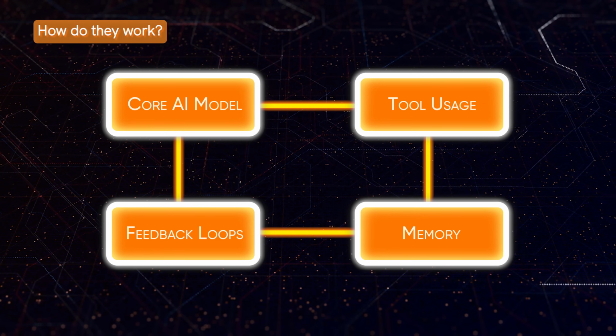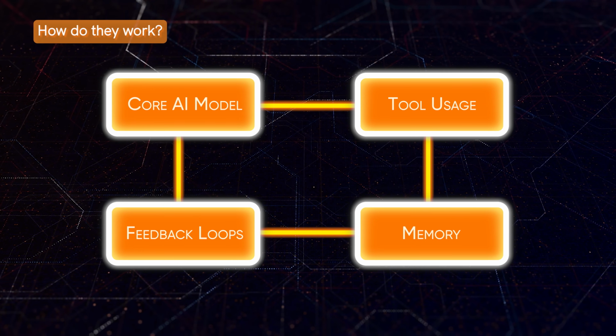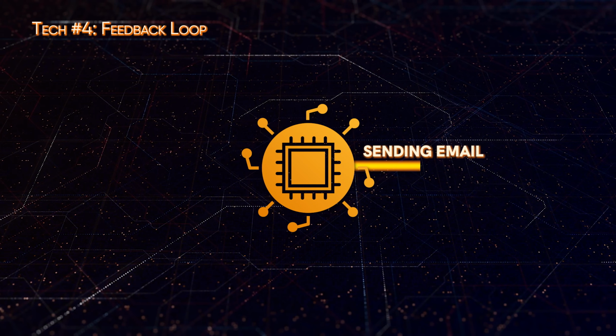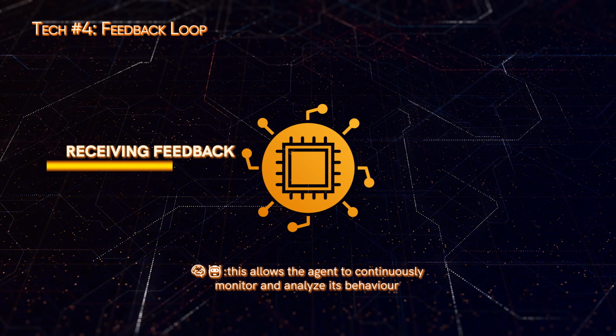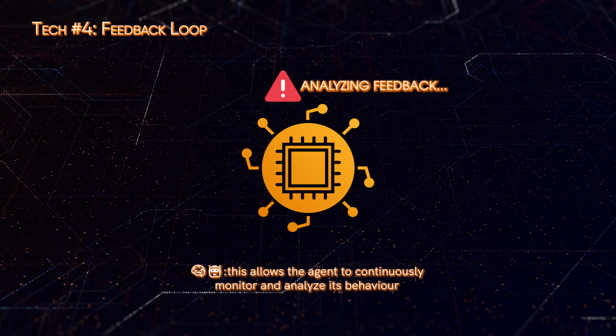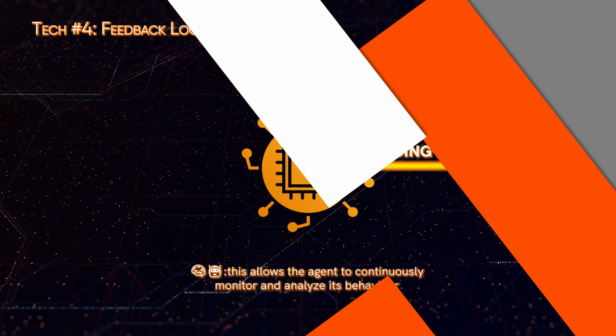Now, the last and likely most important part of an agentic system is the feedback loop. This allows the agent to continuously monitor and analyze its behavior, and if something didn't work, it can actually go ahead and try again. A lot of times when you're using AI agents, they'll try multiple steps, they'll see that they didn't work, and then they'll move on to something else.